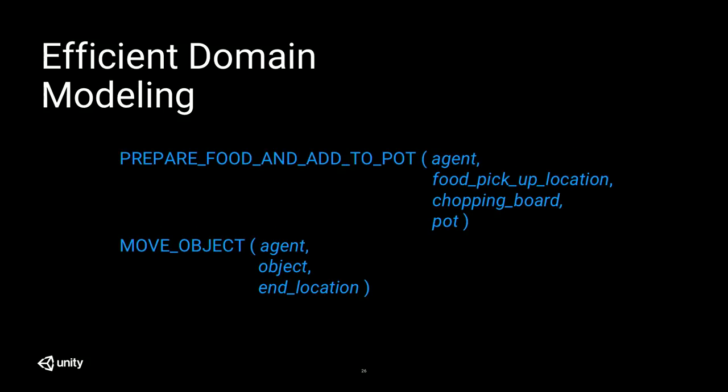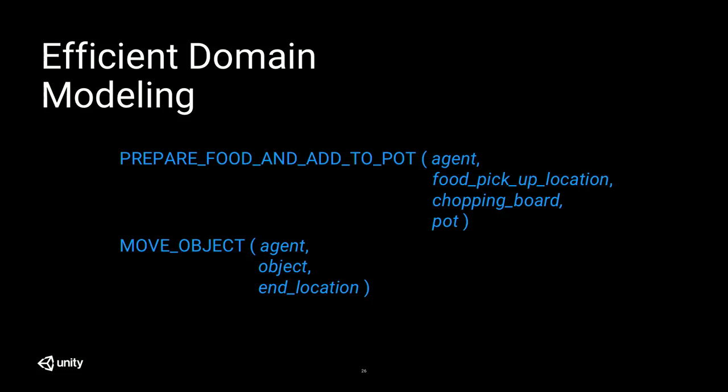One example of a macro action that we've created is called prepare food and add to pot. And this is in contrast to picking up an object, dropping it off, et cetera. This action is responsible for going to a location, picking up a new food, taking it to a chopping board, chopping it, and then going to a pot and putting it in the pot, all in one. It only takes four parameters. But we know that this is a good sequence of actions because we're using the knowledge we have as designers or as players of this game.